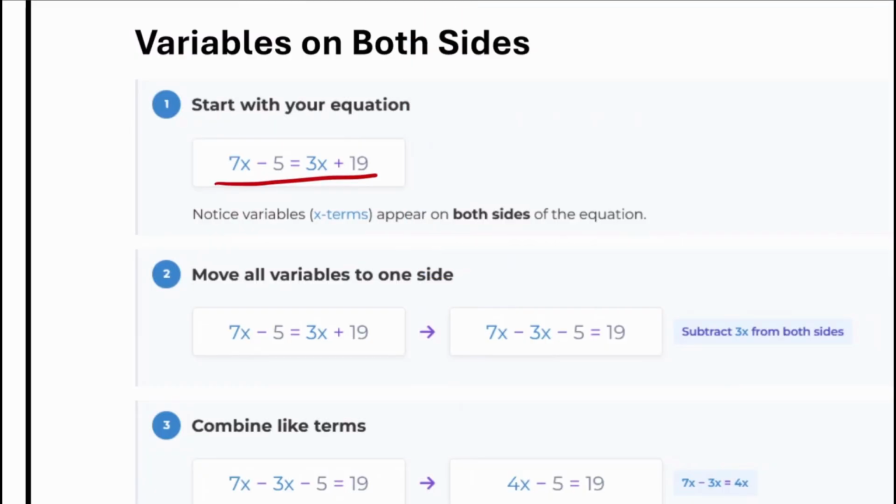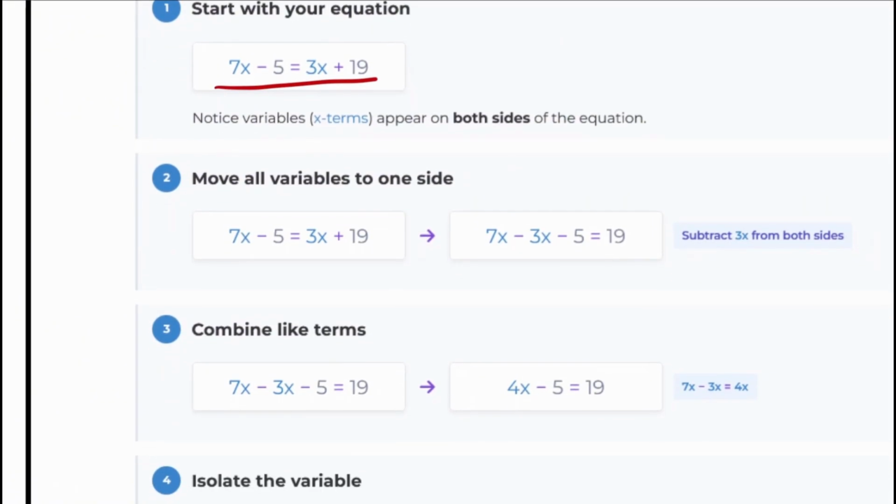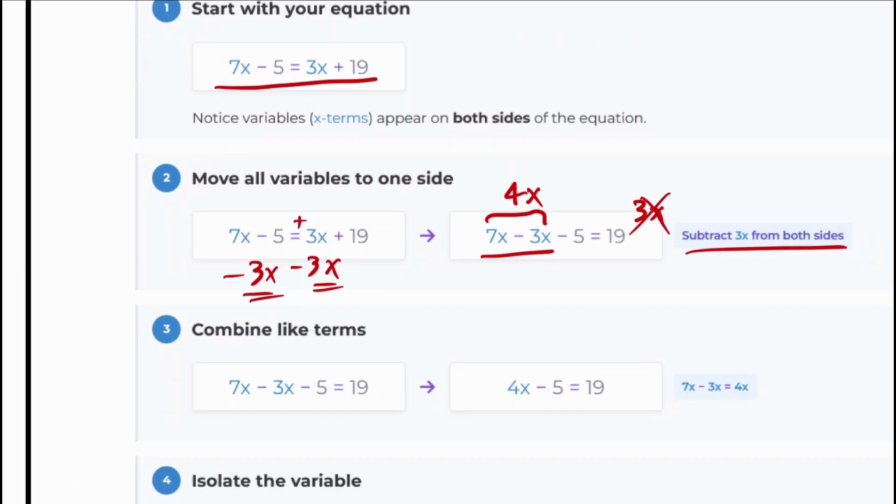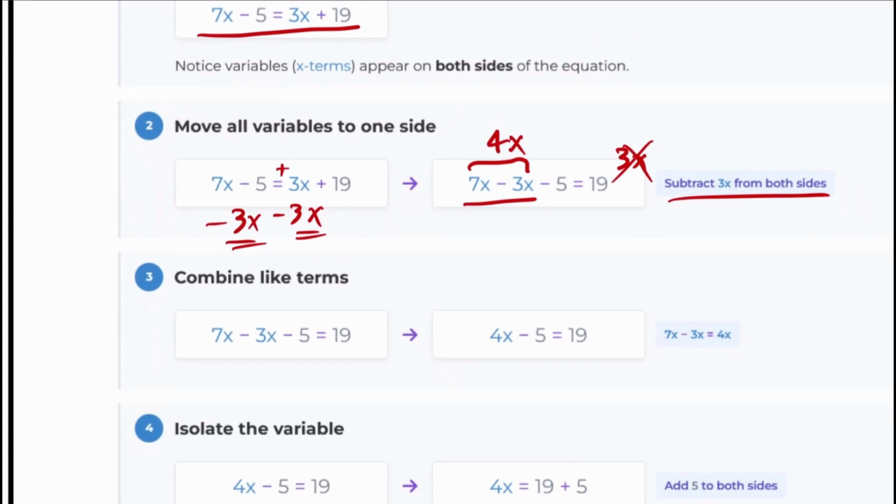So at this point, let's start by getting rid of the 3x on the right side and moving everything to the left side. It means that for the first step, I have to subtract 3x from both sides. We know that this is positive 3x, so I have to use the inverse operation on both sides. Again, I'm doing it for both sides because I'm not trying to change my balance. So 7x subtracted by 3x, what do I have? I have 4x itself. The 3x over here is gone because 3x was subtracted by 3x. So I have 4x minus 5 equals 19.